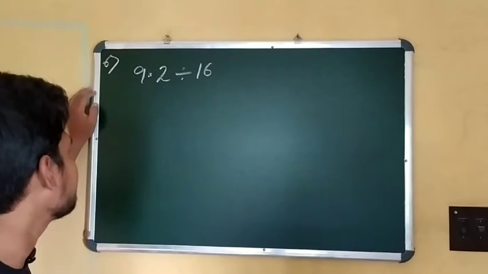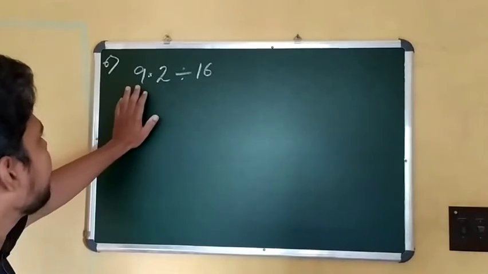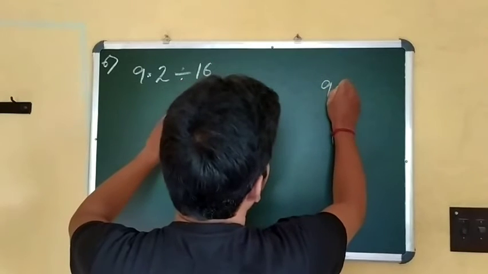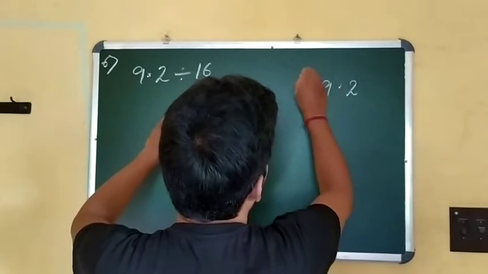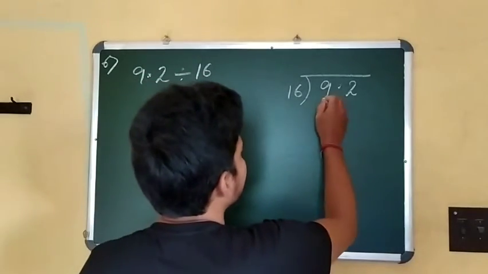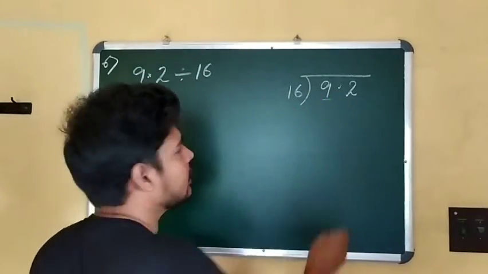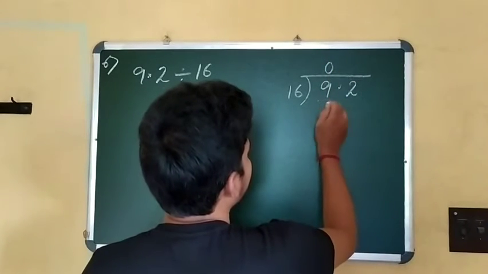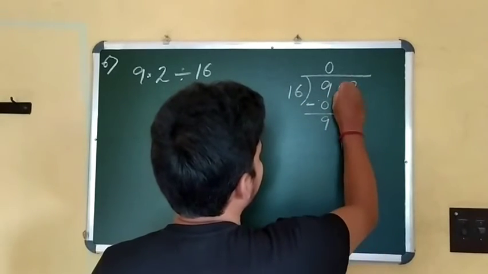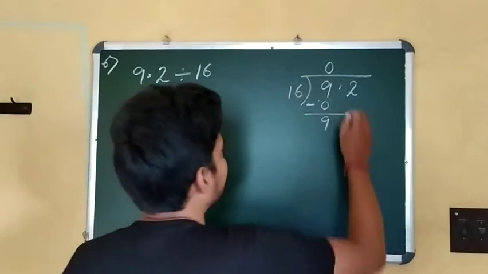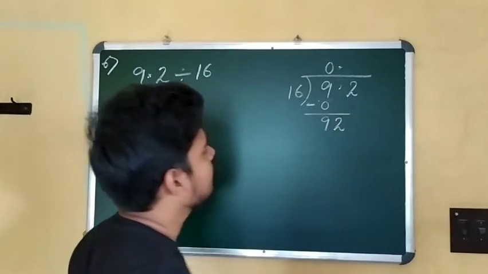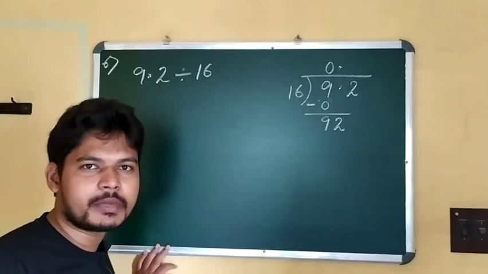Now let's see this example. Here it is written 9.2 divided by 16. You have to apply the same method. 9.2 divided by 16. So 9 is smaller than 16, then you have to multiply 0 with 16, you get 0. 9 comes down after the subtraction. Then you have to shift the decimal point at the quotient place.